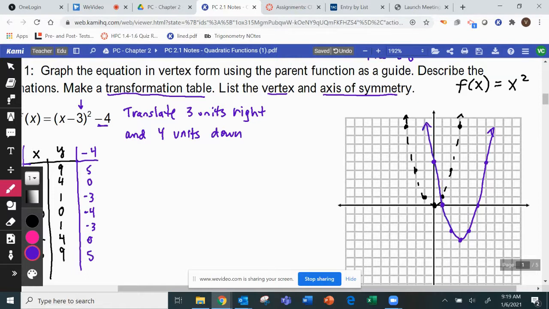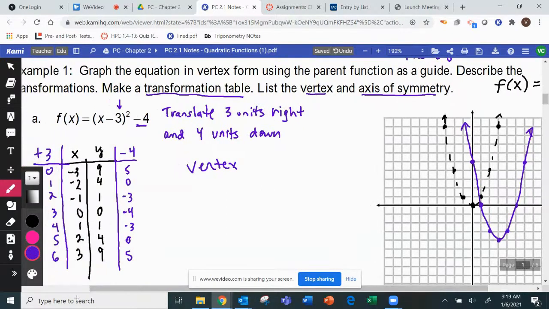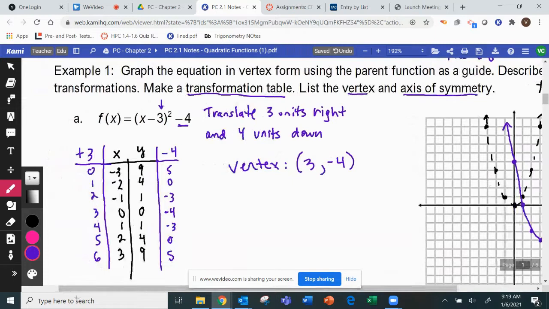Okay. Now we have to answer the questions like, what's the vertex? And there's 3 places I can find the vertex right now. This is in vertex form. So I should be able to look at the equation, take the opposite of -3, which is 3, and take the -4. And there I have my vertex. Second place that you can look for your vertex is in your table. The original vertex is at 0, 0. So when I transform that original vertex, it becomes the new vertex of 3, -4.